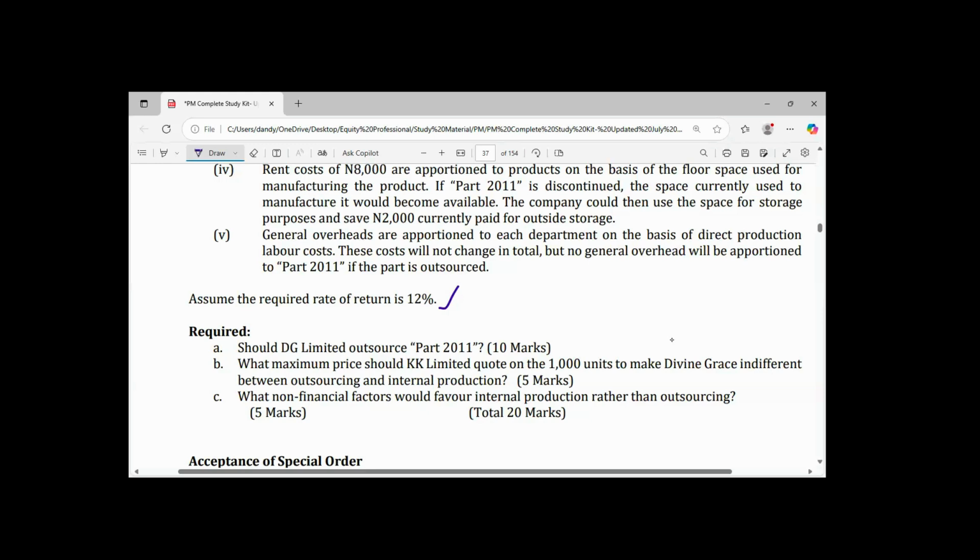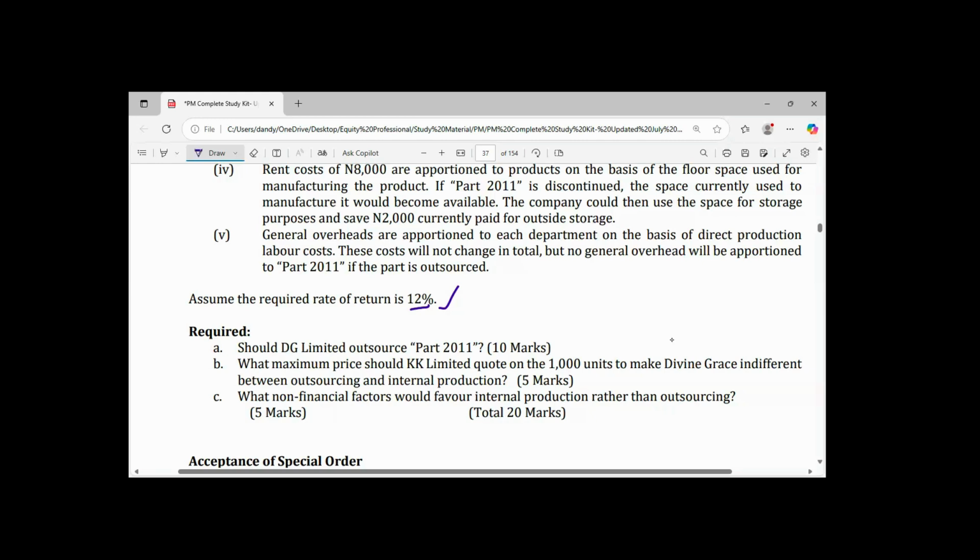But the bottom line is that when you are given a cost of capital, like in this case, 12% rate of return is the same thing as cost of capital. So once you have this, it means that you need to discount the future expected cash flows. So how do you then solve this question? You know that under make or buy, the most important thing you need to do is to compare the supplier's quotation versus the relevant cost of making Part 2011.